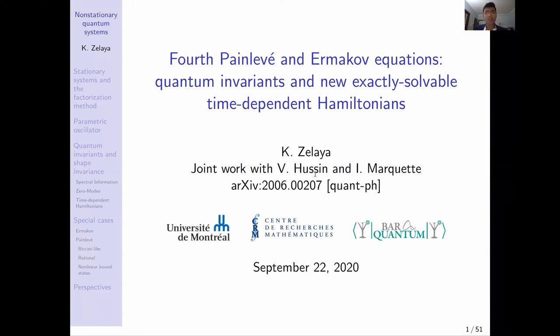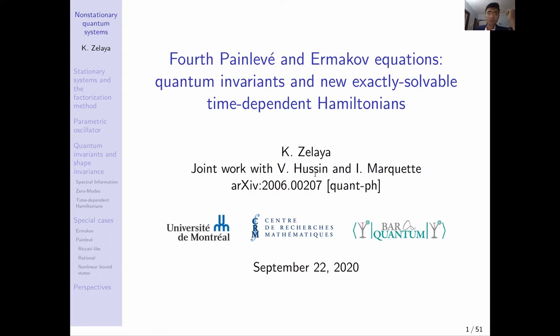So, today's talk is about a current project regarding the construction and the study of time-dependent models in quantum mechanics. We have been doing quite some research in this regard, but quite recently we found a new way to generate new time-dependent Hamiltonians for non-relativistic quantum mechanics. And in this case, we are relying on solutions in connection with the fourth Painlevé equation.